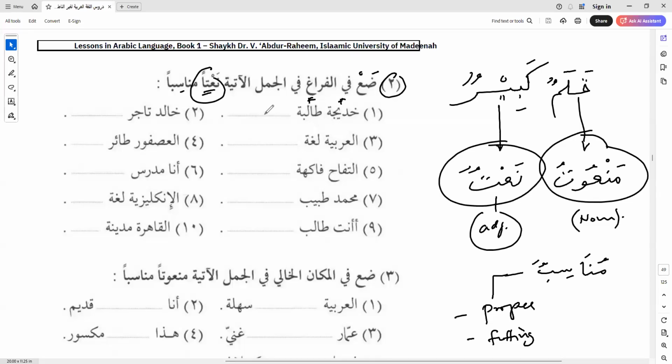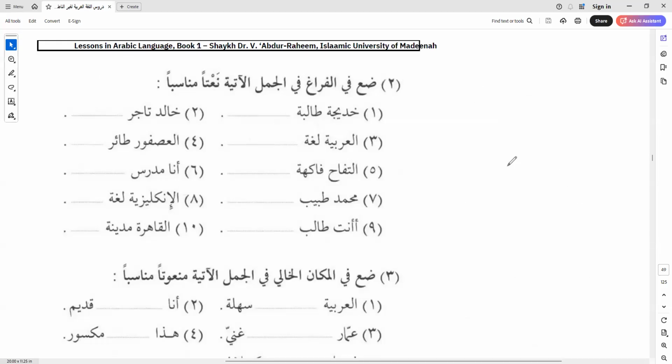Khadija is feminine. Taliba too is feminine. So let's say I'll put jadidat here. So that is my na'at. Khalid is a tajir, I would say ghaniyun. So don't go far. Remember the 10 adjectives we just learned? Some of them can fit here. So you don't have to go far away. Al-Arabiyatu, the Arabic language is a language what? What kind of language is it? Put an adjective. At-tufahu fakihatun.